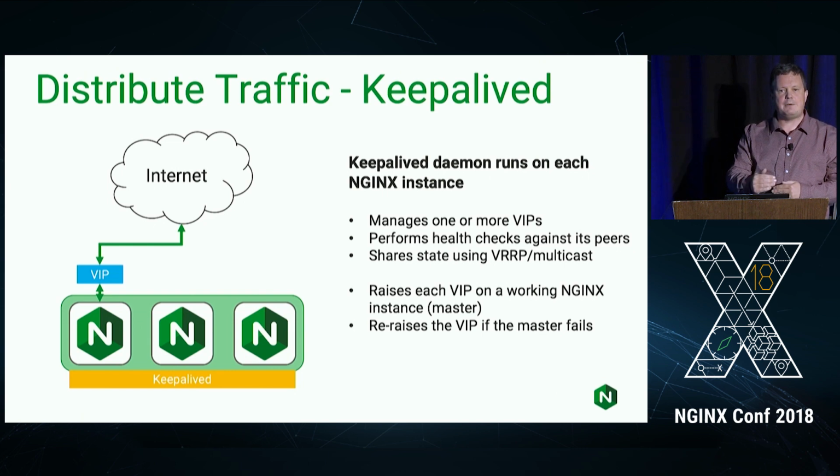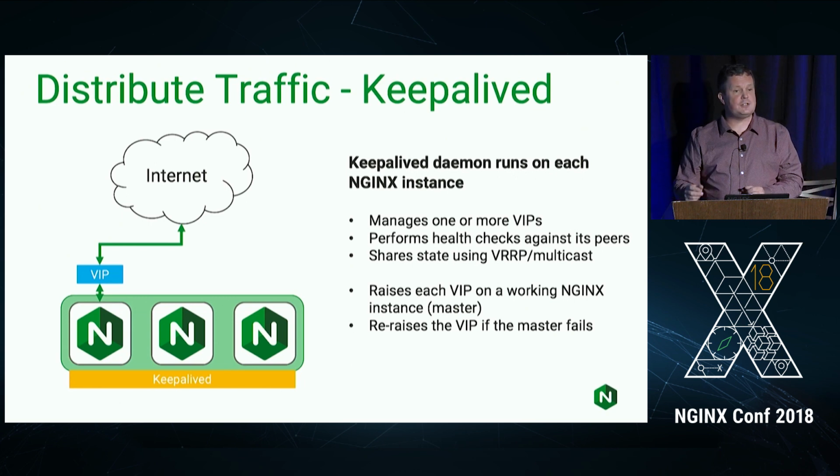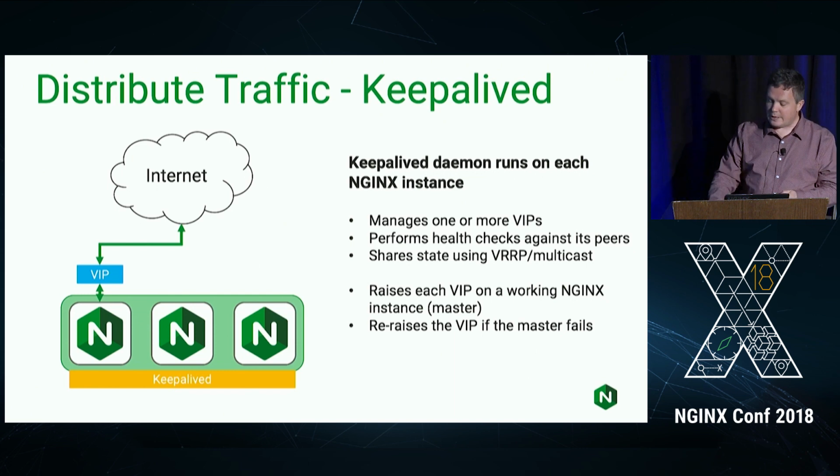And when you configure Keepalived, you give it a set of VIPs that you wish to manage and a set of rules defined by priorities. And the job of Keepalived is to raise those VIPs on working NGINX instances, to monitor the health of those instances, and should one fail, re-raise any dropped VIPs on another instance.